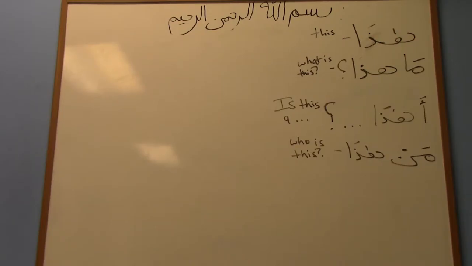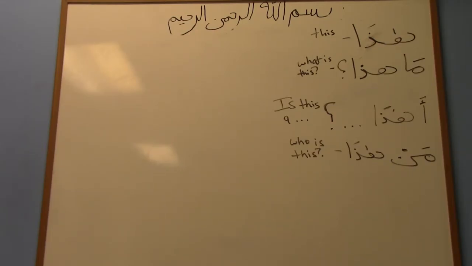Okay? So that's page number 9. Alright, moving on to page number 10. We have questions here. Ma hadha, what is this? Hadha masjidun, this is a masjid. Man hadha, who is this? Hadha tajirun, this is a merchant.